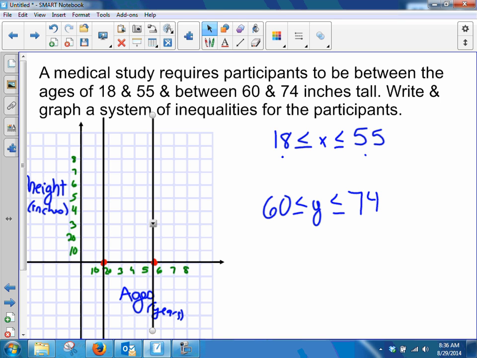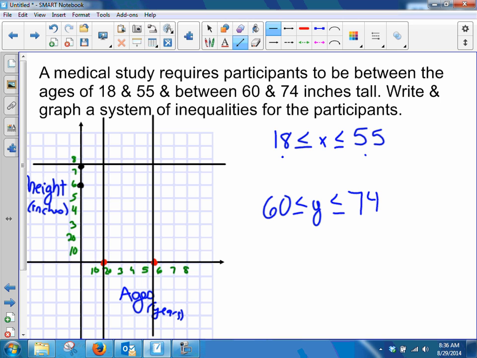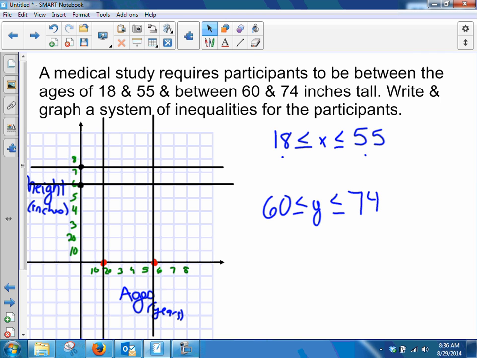Okay, do the same thing for the y's. So put a dot at 60 and a dot at 74. So hopefully you realize those are going to be horizontal, going through those points. And then dotted or solid? Solid, very good.